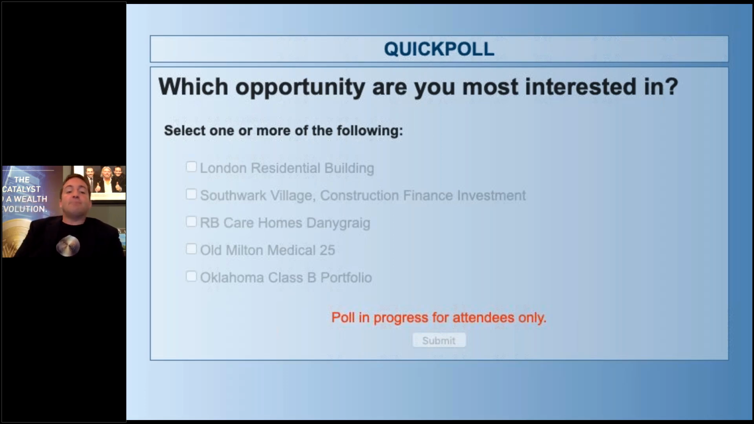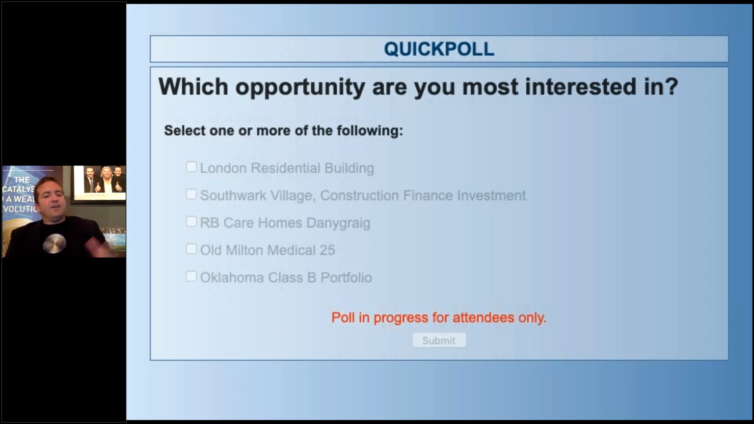There's a development in Cape Town, which is a debt product. Is it RB Care Homes, which is an aged care building in England and is actually paying at 10%? So the Cape Town one is paying an 18% return. The England one in pounds is paying a 10% cash on cash return. Is it a medical building in America, which is paying you an 8% cash on cash return? Or is it a multi-family building, which is paying you an 8% cash on cash return?